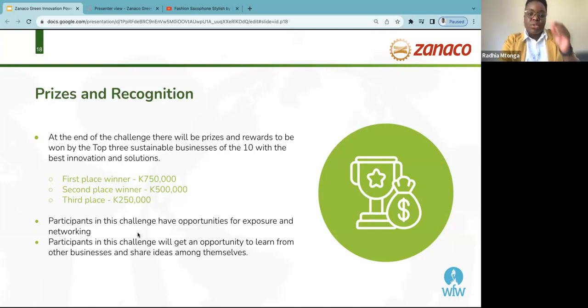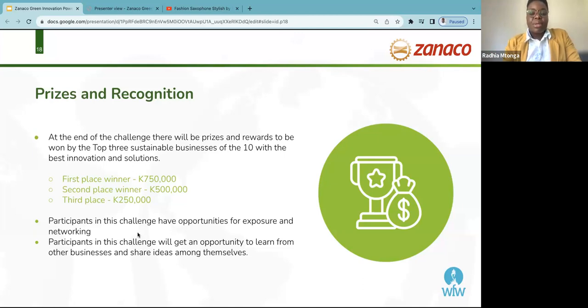But I also need to put a note here that this money will be dispensed into a Zanaco account. So if you do not have one already, now would be the time to consider opening one, because this is where the money will be received.